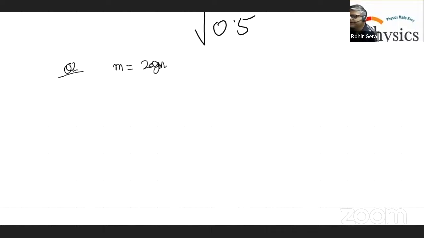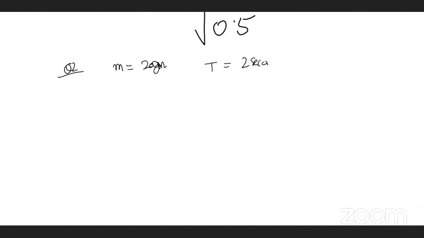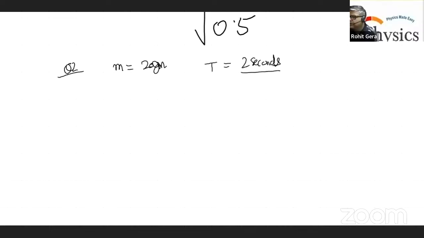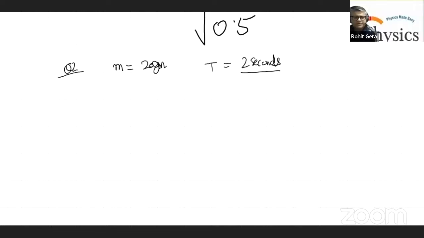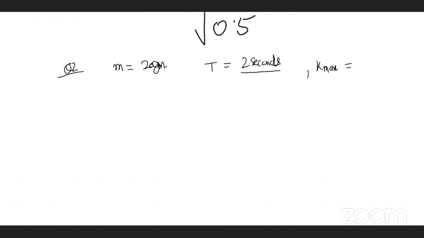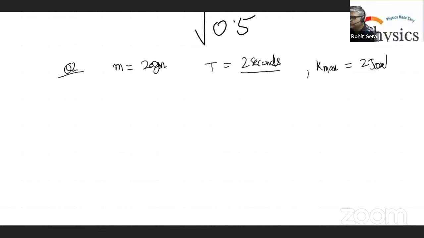Okay, it is oscillating harmonically with a period of 2 seconds. Maximum kinetic energy of the body, K max, is 2 joules.